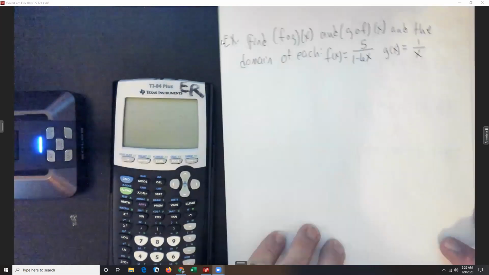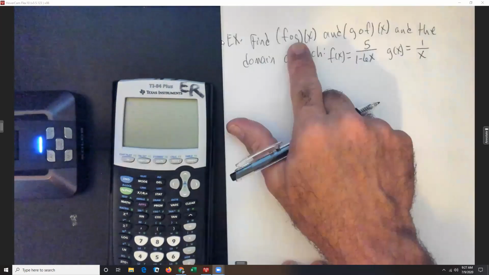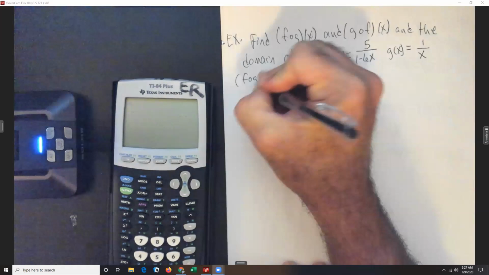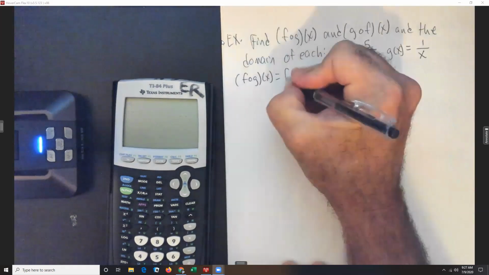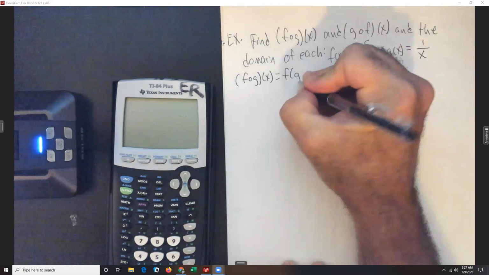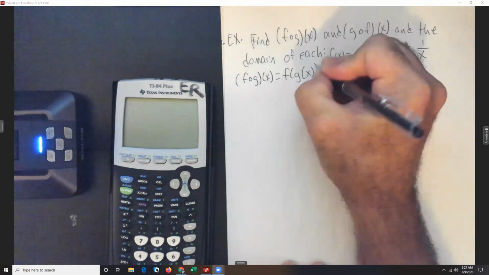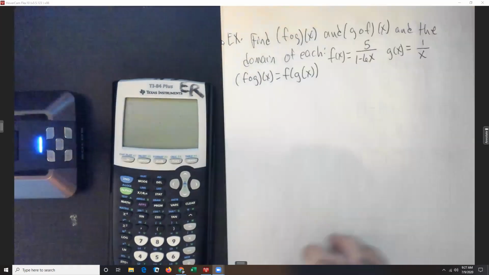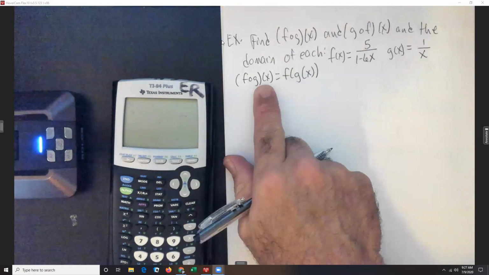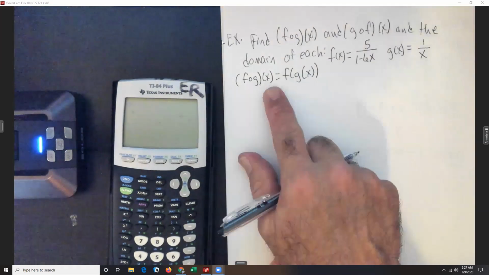So first, let's play with f of g of x, which means f of g of x. Basically, you start on the right and work your way left on these. So I'm going to start with g of x.